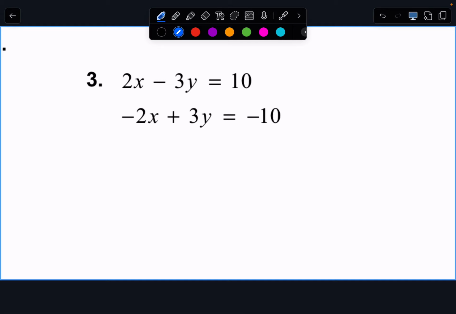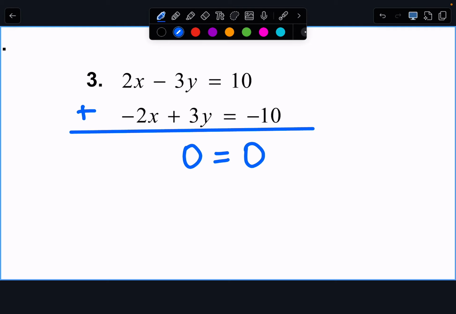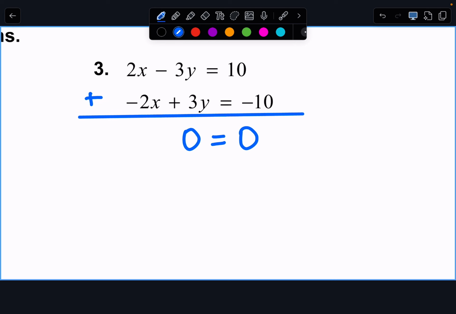Look at number 3. Is this one ready for us to use elimination? Yeah. Okay, so let's see what happens when we use elimination. What's 2x plus negative 2x? 0. What's negative 3y plus 3y? 0. And what's 10 plus negative 10? 0.